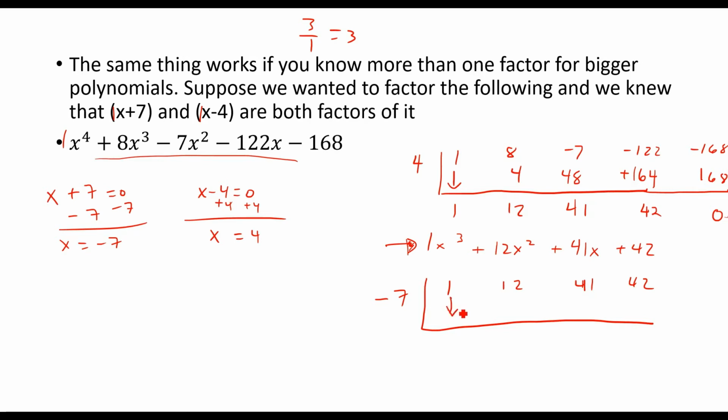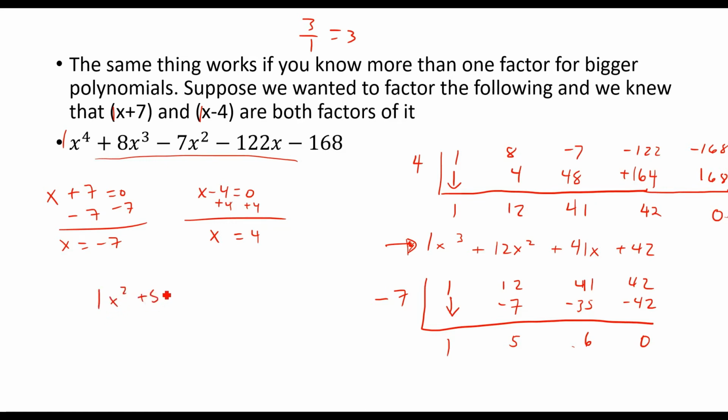Okay, so we bring down that 1 and start multiplying the numbers on the outside. Negative 7 times 1 is negative 7. 12 minus 7 equals 5. 5 times negative 7 equals negative 35. And 41 minus 35 equals 6. 6 times negative 7 becomes negative 42. Sorry if that's a little fast. I'm just trying to get through this quickly because I don't want you guys to watch an hour-long video. Okay, so we have 1, 5, and 6.